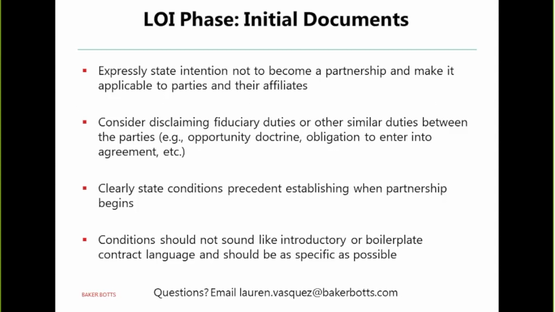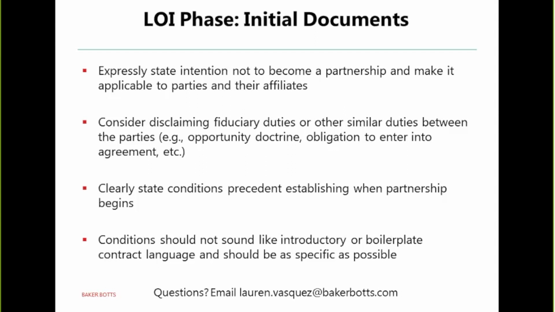And so what we're talking about are terms you should include, especially when you're getting into joint activity with other parties. And some of these are exactly the same as the things you've seen before. So you should obviously state the intention not to become a partnership, make it applicable to all parties and their affiliates. Sometimes on the front end you have some wings of the company doing the early agreements and other wings or affiliates coming into a potential joint venture or joint ownership and operation arrangement later. So go ahead and make that intention and waiver very clear that it applies to all of the companies.